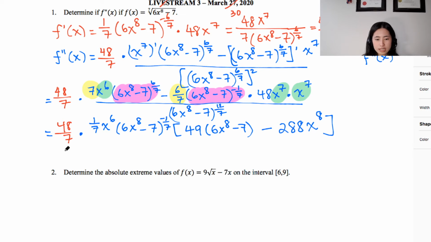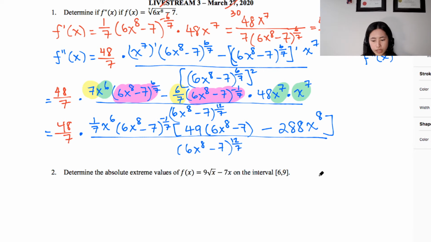Okay, so this is closing the bracket now. And then underneath that, we have your denominator, right? So this is 6x raised to the power of 8 minus 7 raised to the power of 12 over 7. Okay, great. So once we have that, maybe we can combine this. Because it's a negative exponent, we can move that to our denominator so it becomes a positive exponent, right? And obviously, we're running out of space again.